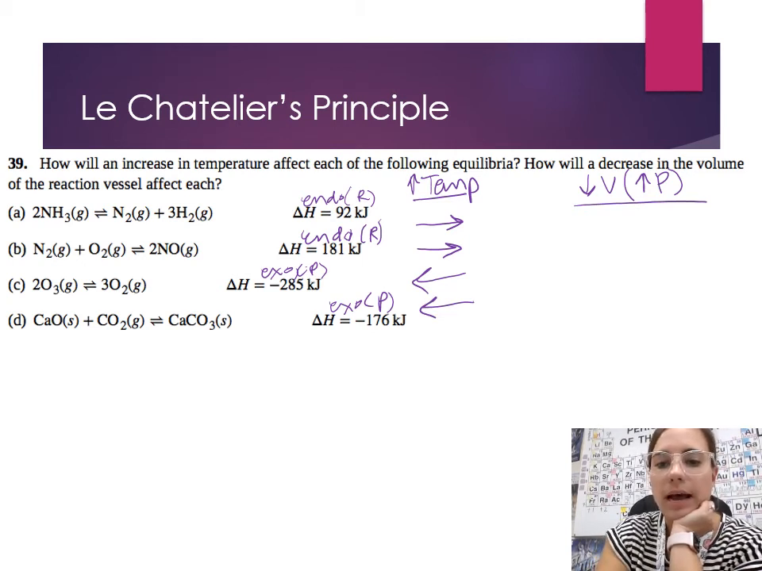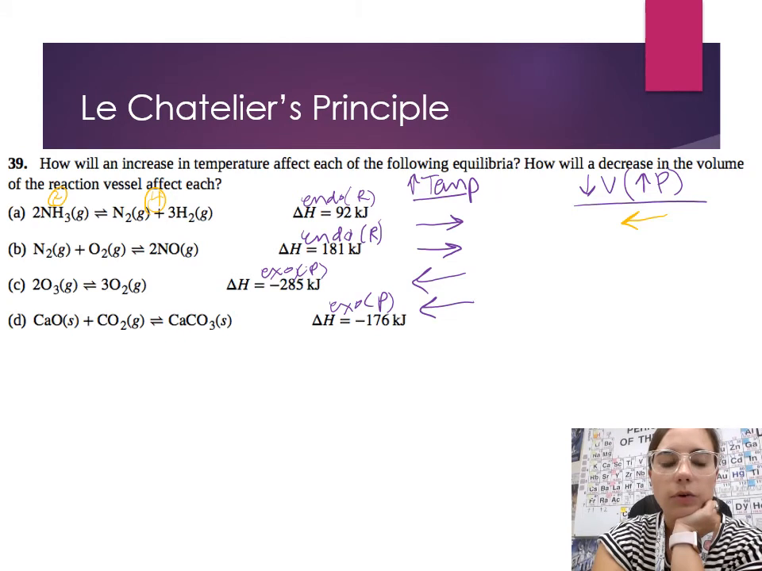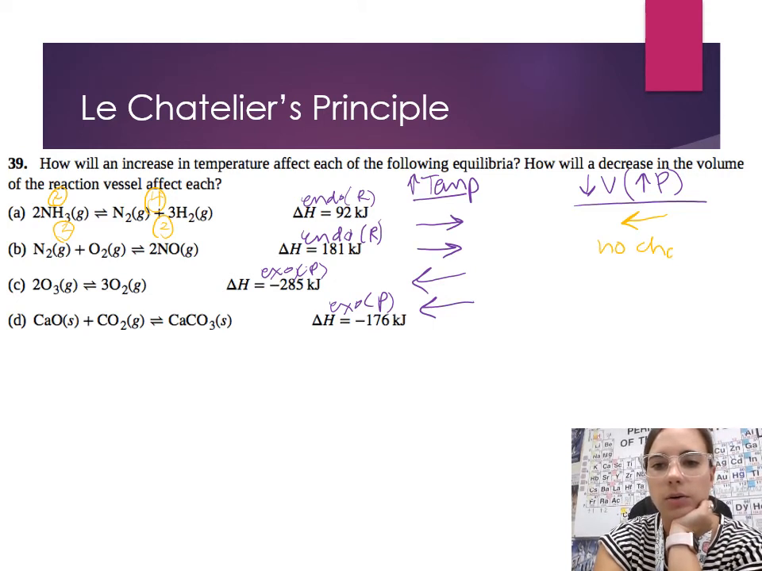Now let's look at what happens if we increase the pressure. For this first one, there are 2 gas molecules in the reactants, but there are 4 in the product. So if I increase the pressure, I need to shift to the side with fewer gas molecules, so I'm going to shift left. For B, there is 2 in the reactants and 2 in the products, so changing the volume is not going to change my equilibrium position.